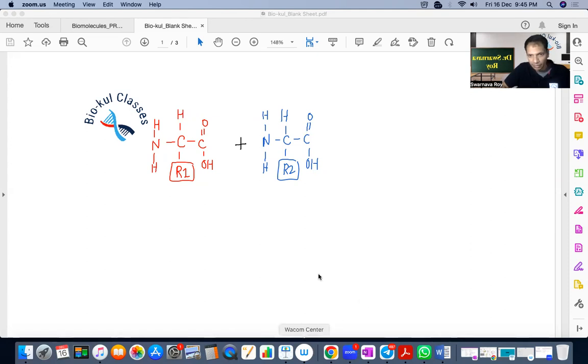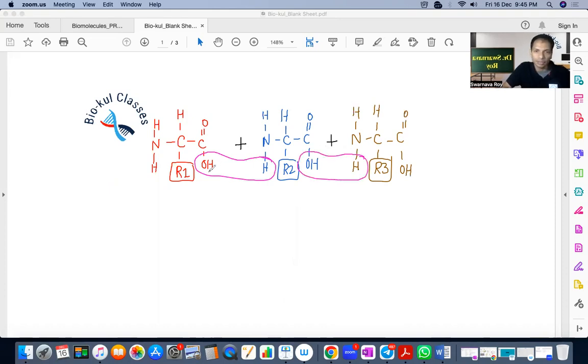And then we have the third amino acid, NH2 CH R3, and here we have COOH. Now, by dehydration reaction, that means this water molecule and this water molecule escape, and a peptide bond is formed between amino acids 1, 2, and 3. So how does it look? Basically, this is how it looks.